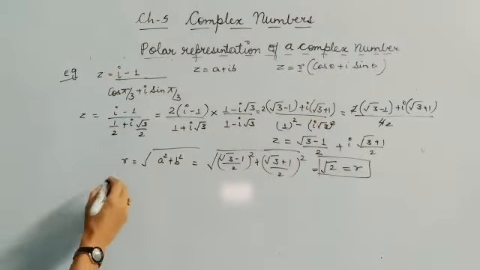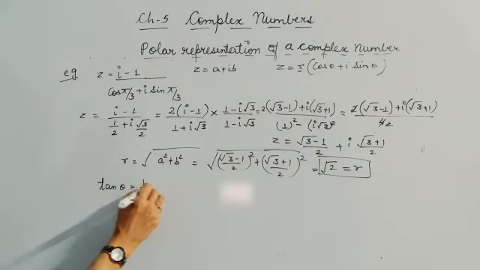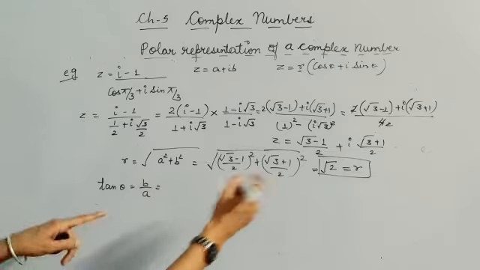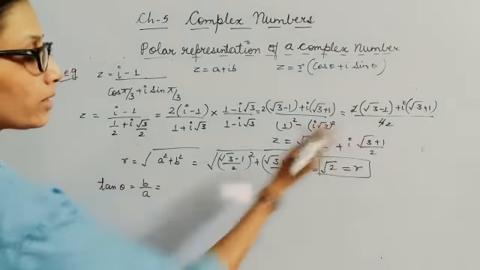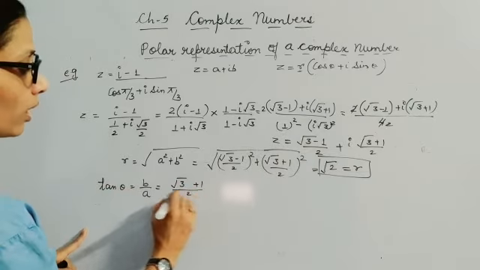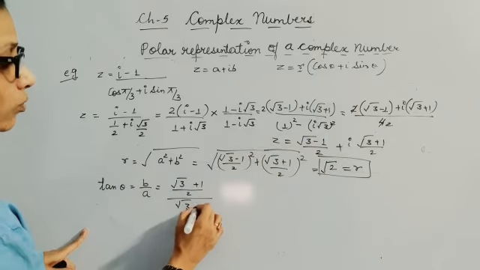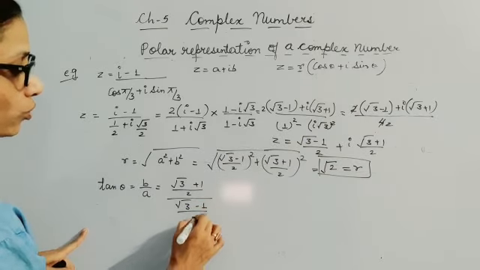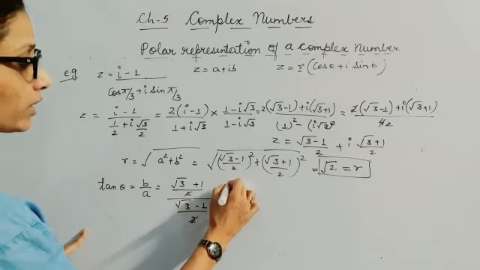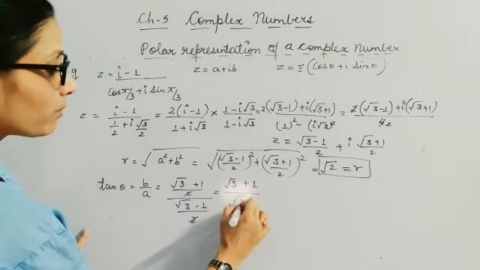Now I'll pounce upon theta. So tan theta, I told you, is b by a. And what is your b? B is this, that is the imaginary part. So this is (root 3 plus 1) by 2 upon a, which is (root 3 minus 1) by 2. 2 and 2 are gone. So simply I am getting it as root 3 plus 1 by root 3 minus 1.